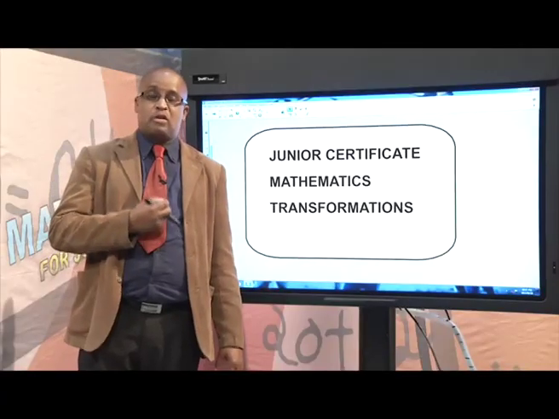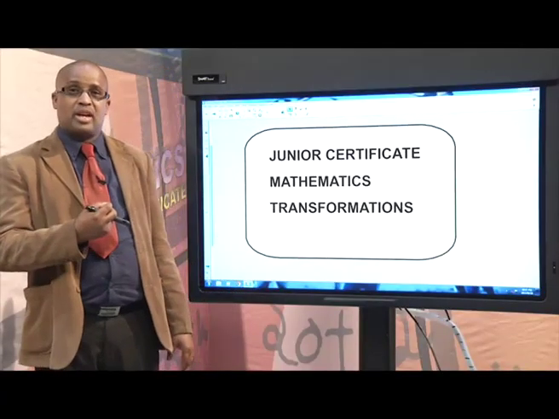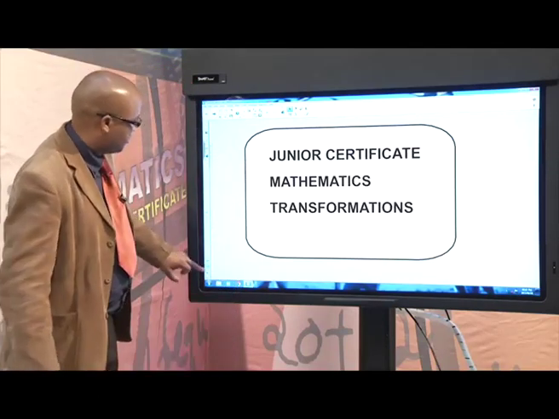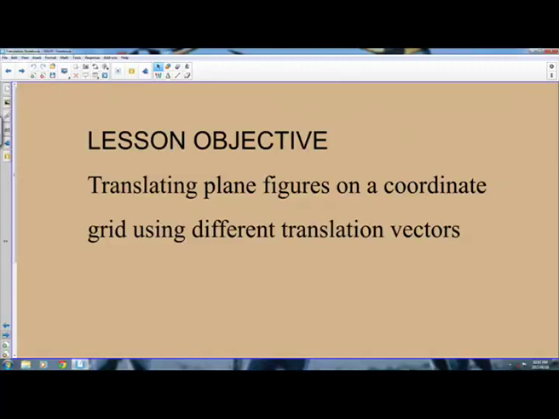Before we can go further with today's discussion, let us have a look at the objectives of this lesson. The lesson objective says: translating plane figures on a coordinate grid using different translation vectors. That is, we are going to have what we call the translation vectors, and then we are going to use these translation vectors to translate figures on a coordinate grid.